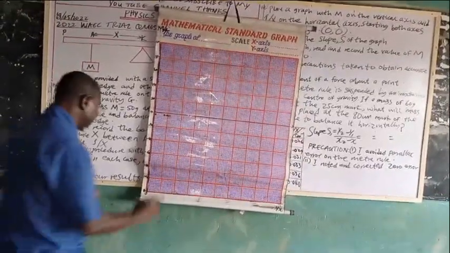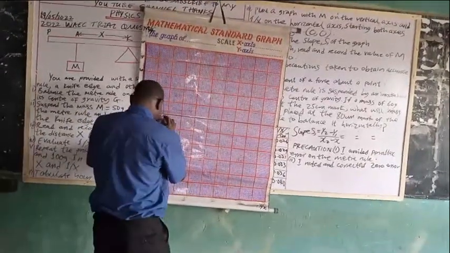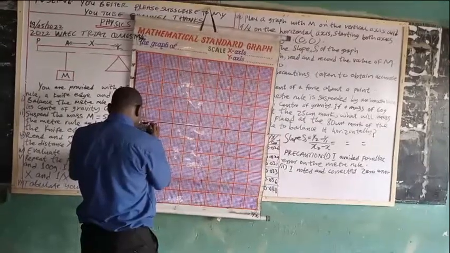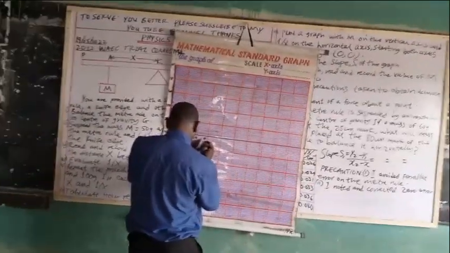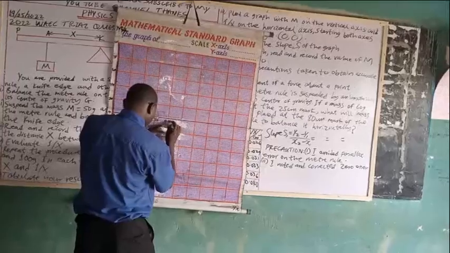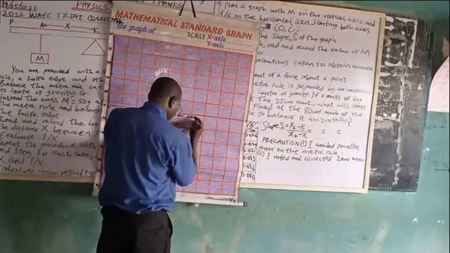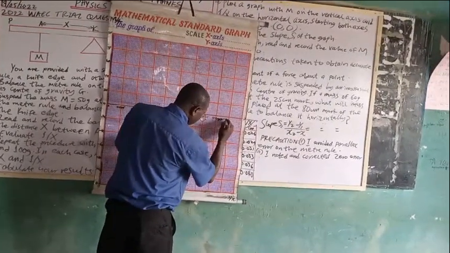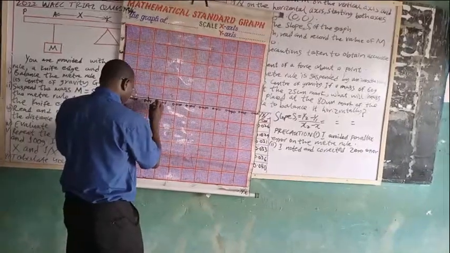Sorry, 0.05. 0.005, 0.01, 0.015, 0.020, 0.025, 0.030, 0.035, 0.040, 0.045, 0.050. These are the points.